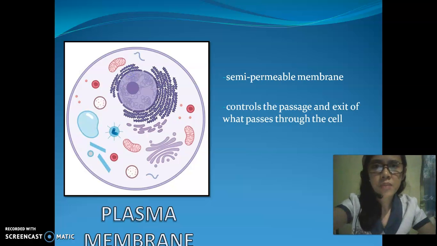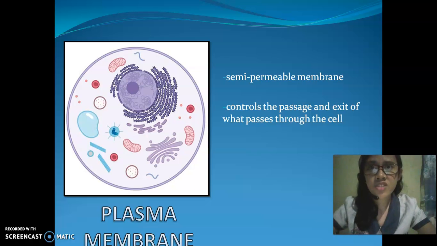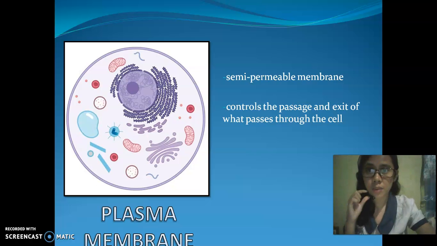The plasma membrane is a phospholipid bilayer with embedded proteins that separates the internal contents of the cell from its surrounding environment. It is a semi-permeable membrane that controls the passage of organic molecules, ions, water, and oxygen into and out of the cell. Wastes such as carbon dioxide and ammonia also leave the cell by passing through the plasma membrane.